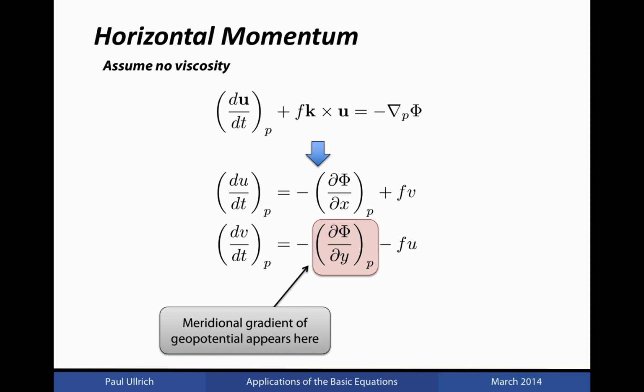So the meridional gradient of the geopotential that we just calculated actually appears here as the second term in this meridional velocity equation. That is, it determines how the meridional velocity changes. Again, this makes sense because the geopotential height difference in the meridional direction is inducing a pressure gradient force on the fluid parcel and consequently is pushing it in the northward direction.